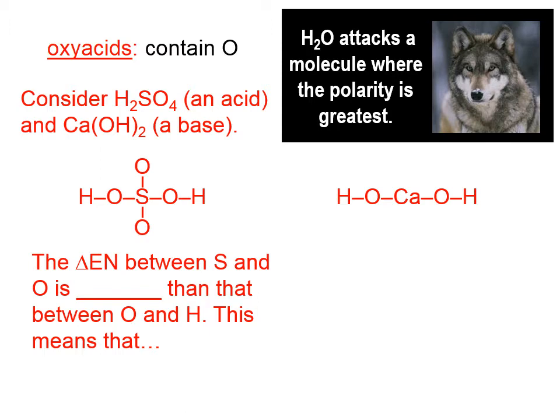The difference in electronegativity between sulfur and oxygen compares how to that between oxygen and hydrogen? If you look on the periodic table, sulfur and oxygen are very close together, which means their electronegativities aren't that different. The electronegativity difference between sulfur and oxygen is smaller than that between oxygen and hydrogen. This means that in solution only the H is released. Water is going to attack between the O and the H because that's where the polarity is the greatest.